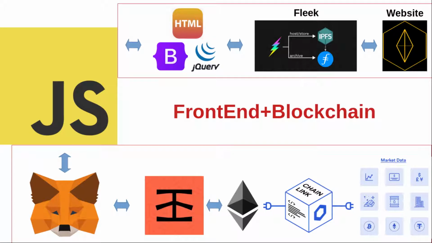MetaMask is able to communicate with Infura to get blockchain data. We can display this data in our front end using jQuery, HTML, and Bootstrap. Site hosting is done using Fleek to integrate IPFS and Filecoin for free.